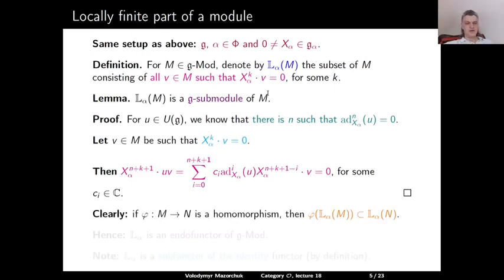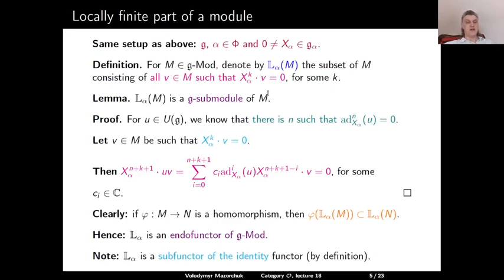Given a homomorphism phi from M to N, we can restrict phi to L alpha of M, and it is clear that the image of L alpha of M under phi will be a submodule of L alpha of N. Therefore, L alpha is an endofunctor of g-mod. Please note that L alpha is a subfunctor of the identity functor by definition.